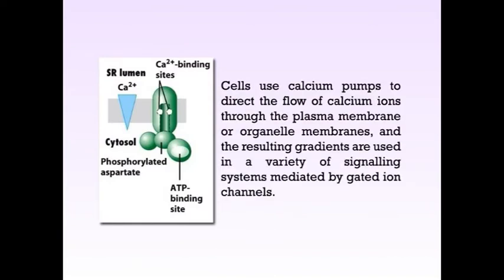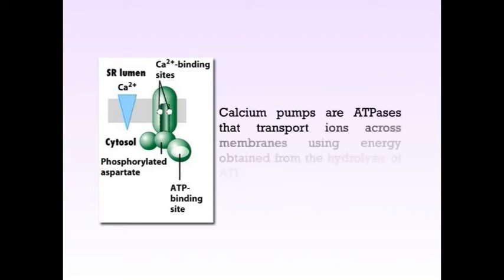Cells use calcium pumps to direct the flow of calcium ions through the plasma membrane or organelle membranes, and the resulting gradients are used in a variety of signaling systems mediated by gated ion channels. Calcium pumps are ATPases that transport ions across membranes using energy obtained from the hydrolysis of ATP. The plasma membrane calcium pump and the sarcoplasmic and endoplasmic calcium pumps, also known as SERCA, are integral proteins that cycle between phosphorylated and dephosphorylated conformations in a mechanism similar to that for sodium-potassium ATPase.